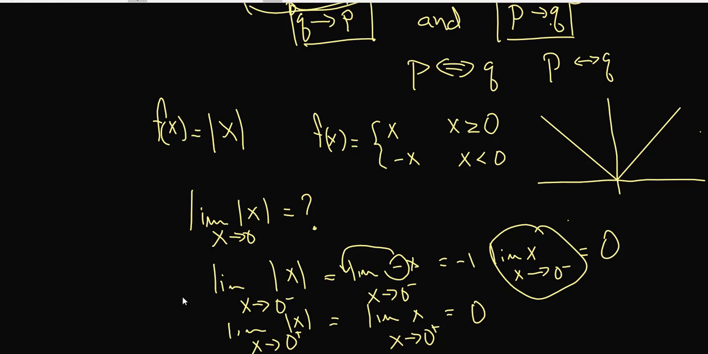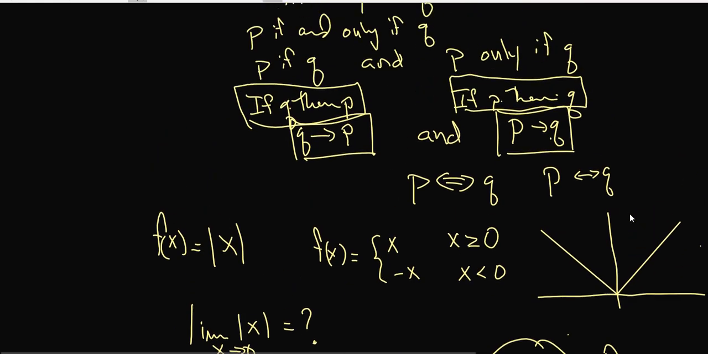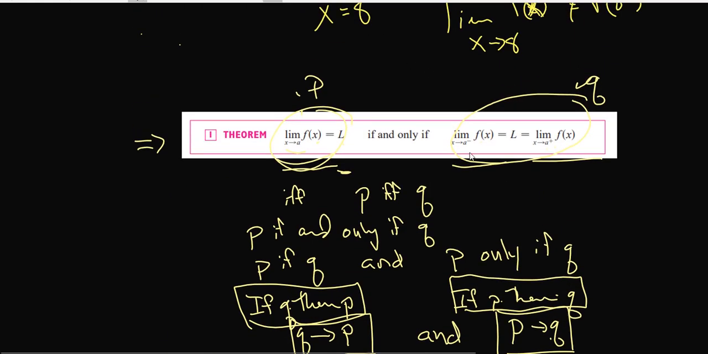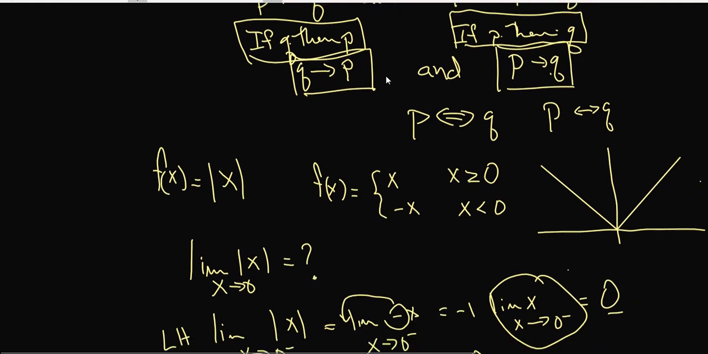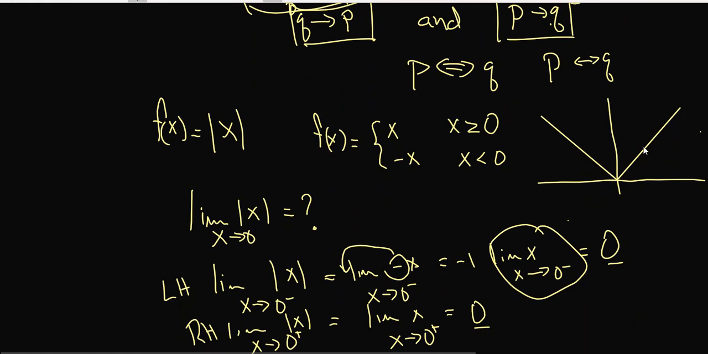So we've shown that the left-handed limit and the right-handed limit are both 0. So going back up to that theorem, we showed that this and this are both 0. So that 0 is what the general limit is. So we've shown, which is something that we could see if we think about the graph, that the limit as x approaches 0 is 0 for this absolute value function.